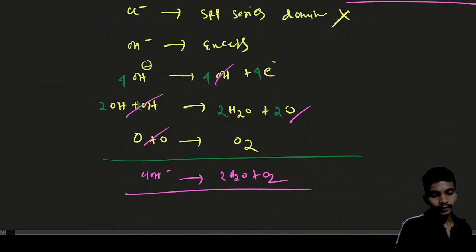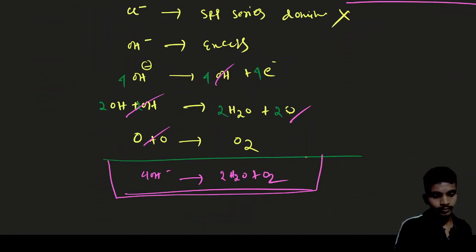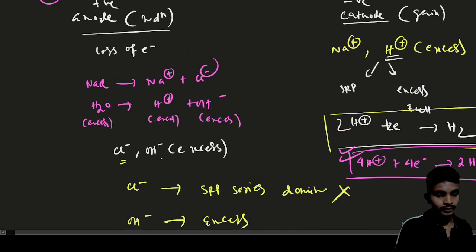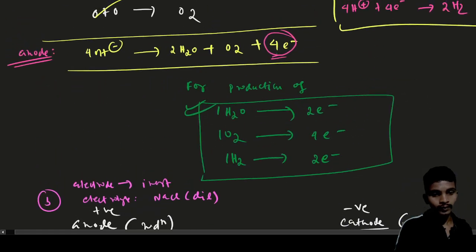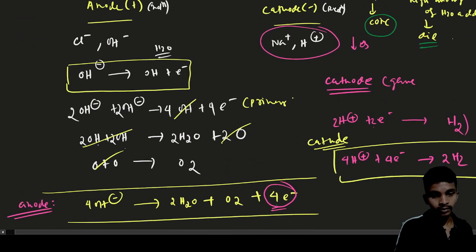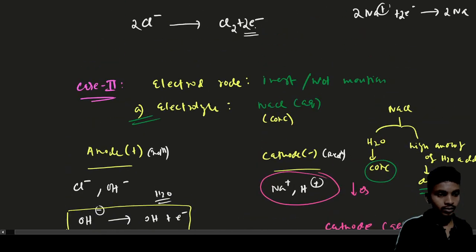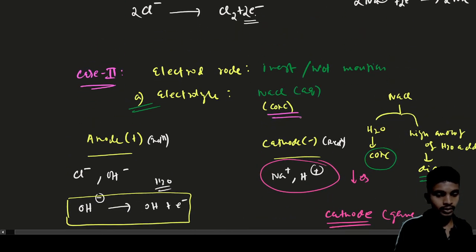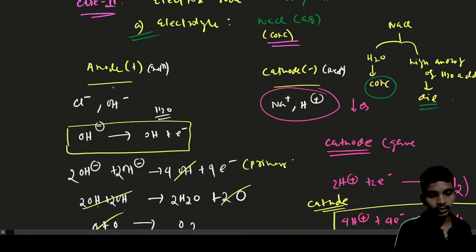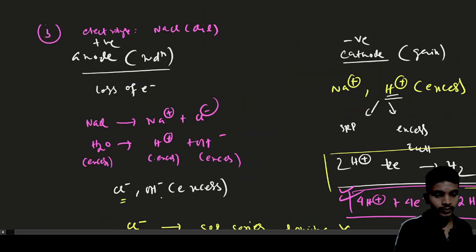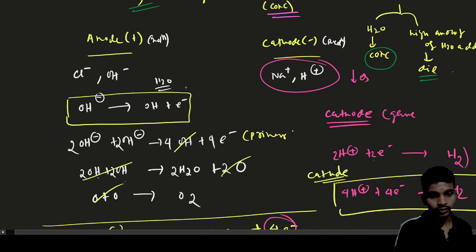So if we add an excess amount of OH minus, then these reactions will happen. Whereas if we have a concentrated solution, here OH minus will not go, because for anodes Cl minus, which is above, will dominate. Yes, so this is wrong, sorry.